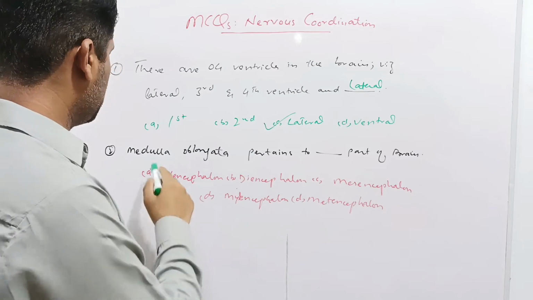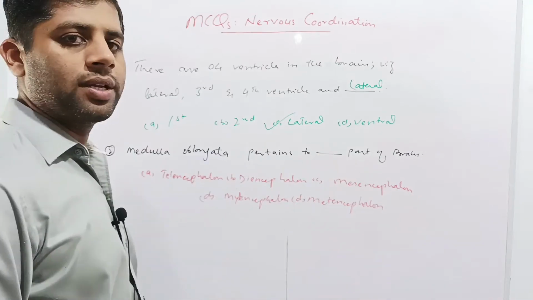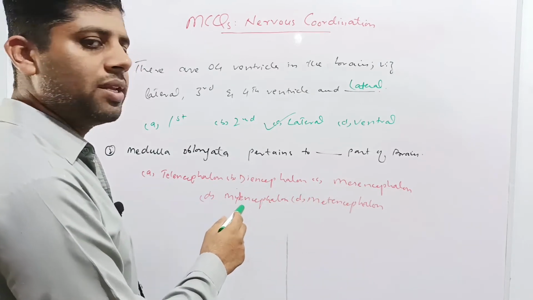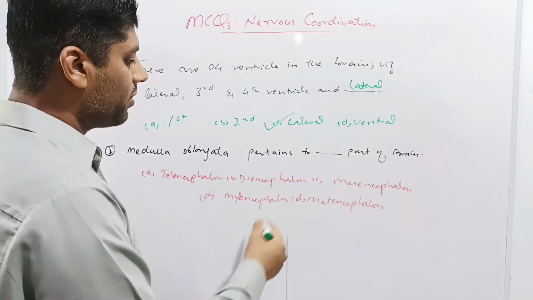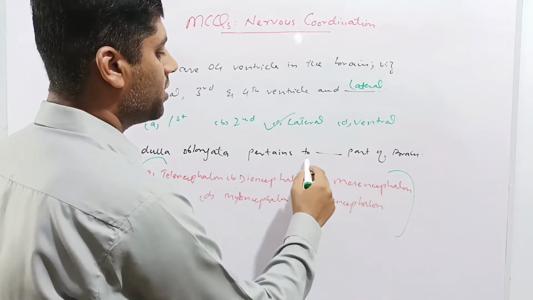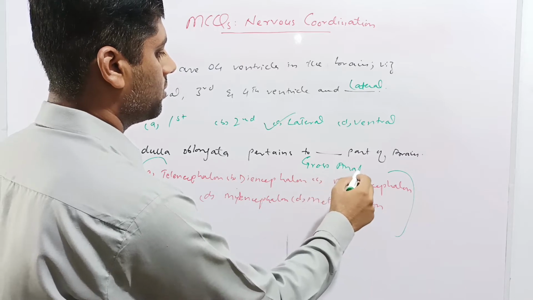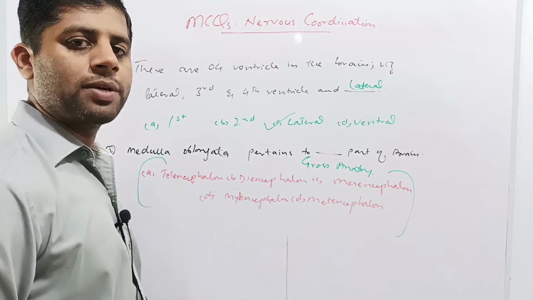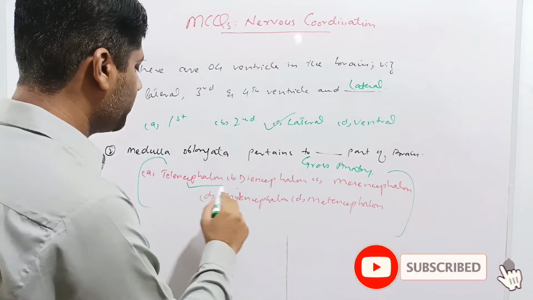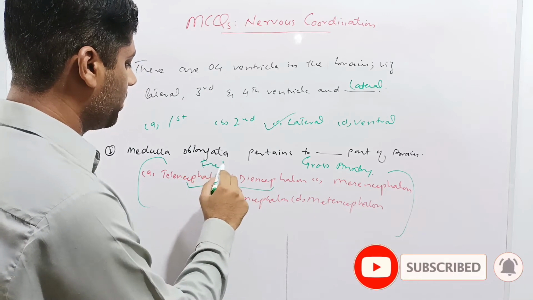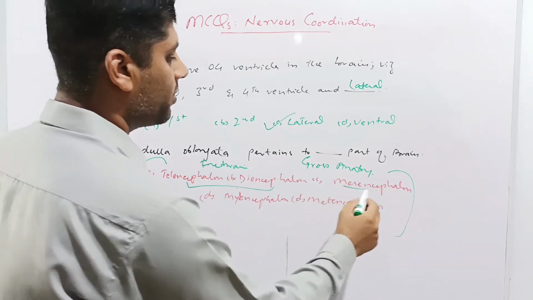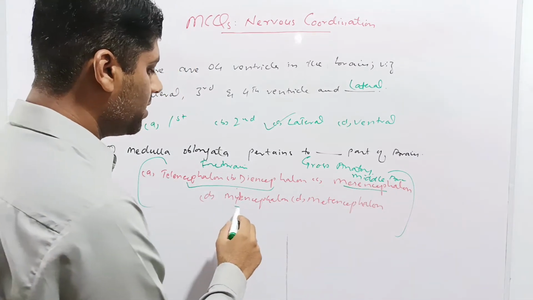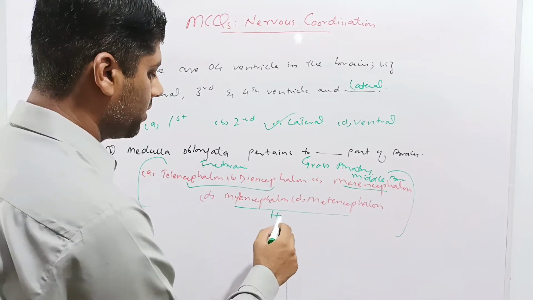Next question is, medulla oblongata pertains to dash part of the brain. Given options are telencephalon, diencephalon, mesencephalon, myelencephalon or metencephalon. So these are the 5 compartments of the brain and pertain to the gross anatomy of the brain. On the basis of gross anatomy or macroanatomy, the brain can be divided into 5 compartments. The forebrain is divided into telencephalon and diencephalon. So this is the forebrain. The mesencephalon means the middle brain or midbrain, while myelencephalon and metencephalon constitute the hindbrain.